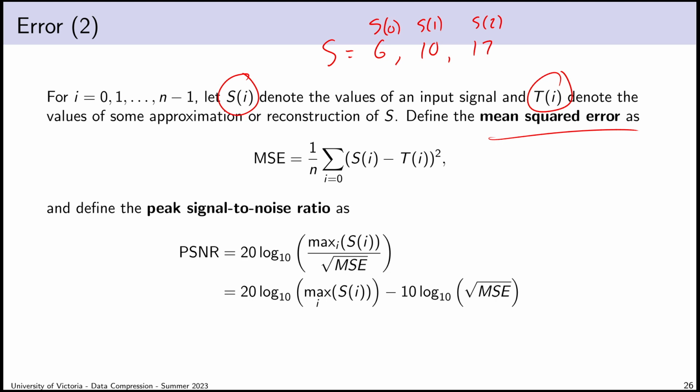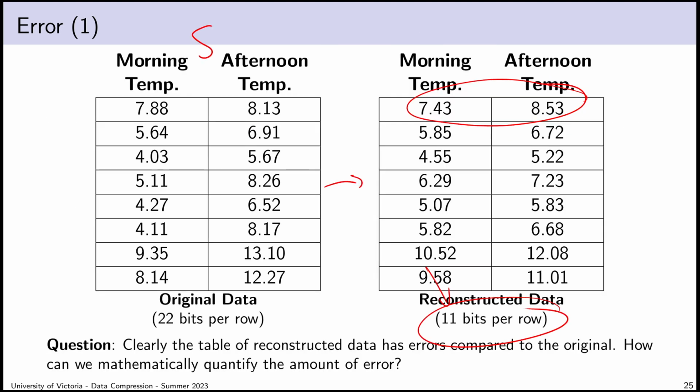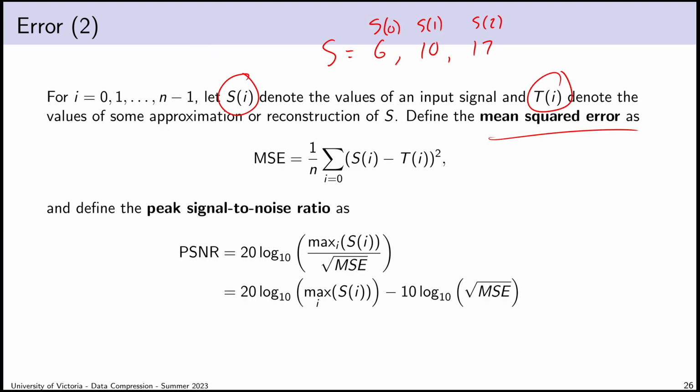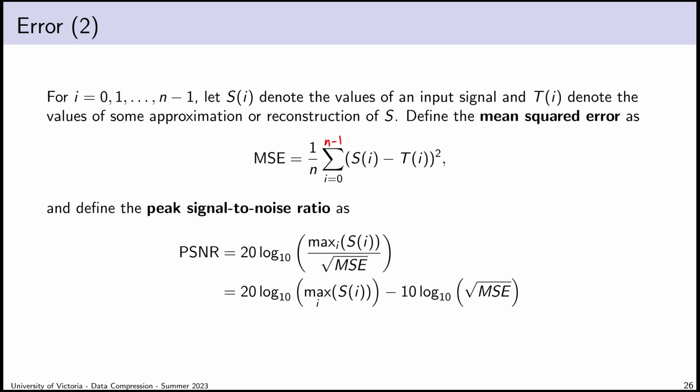The question I want to ask, thinking of this as S and this as T, is: globally, how far away is T from S? What's the general measurement of error between T and S? I can compute the mean squared error by just going through each element. Oops, I forgot to put an upper bound on my summation. For each element, I compute the difference and then square that. That would be the squared error for that element. I then average that over all elements to produce the mean squared error.